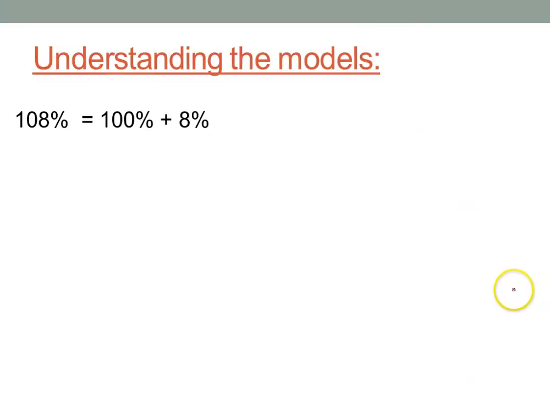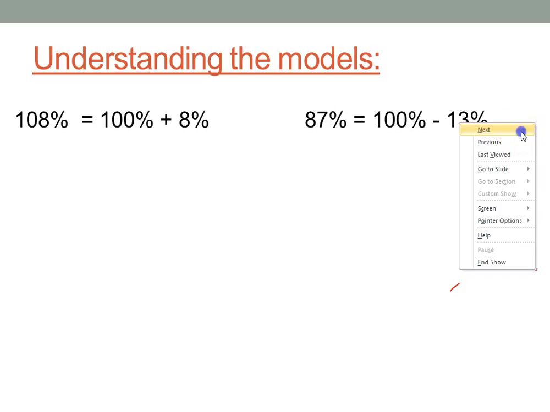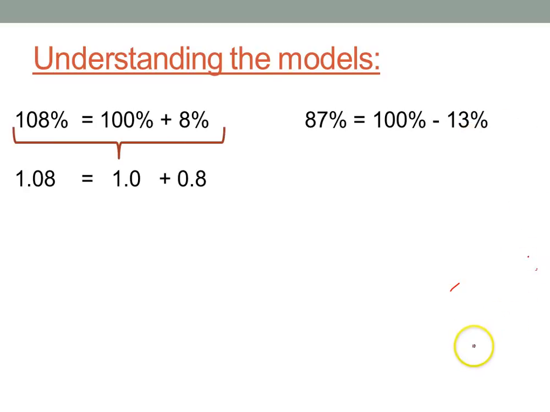Now, understanding percents and understanding these models, hopefully we all know that 108% comes from 100% plus an extra 8%. At the same time, 87% can be considered 100% minus 13%. Now, let's make sure we understand how we're going to have to write these as decimals. If I'm going to take these and write them as decimals, I have to go backwards 2 positions. So that 108% is written as 1.08. 100% would be 1.0. 8% would be 0.08, which I need to fix, so you guys will too.